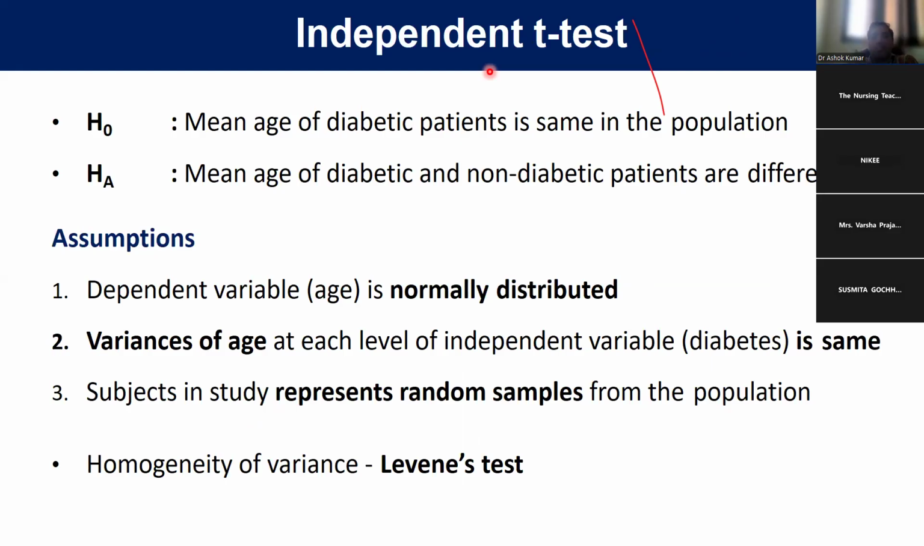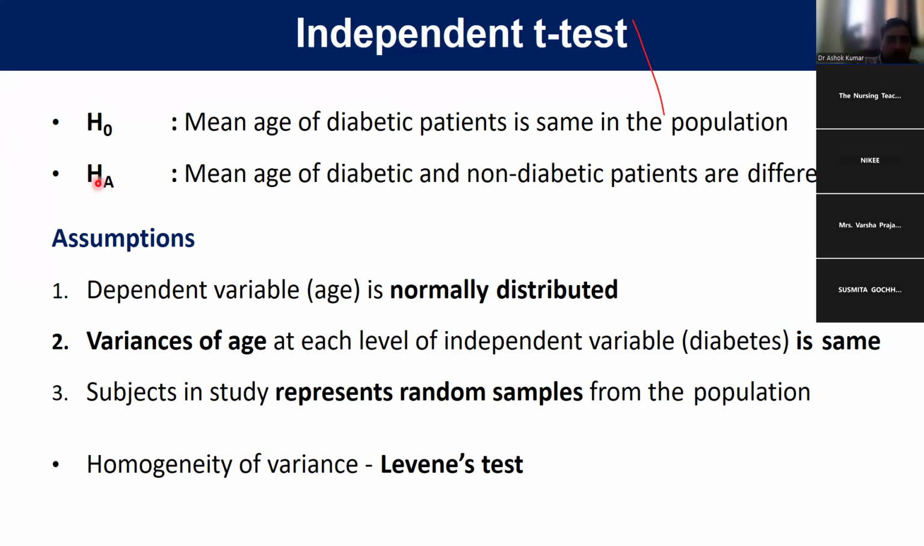For the independent sample t-test, this is our null hypothesis. You can see here: the mean age of diabetic and non-diabetic patients in the population is the same. There is no significant difference. And HA is the alternative hypothesis or research hypothesis: the mean age of diabetic and non-diabetic patients is different. So this is our alternate hypothesis.